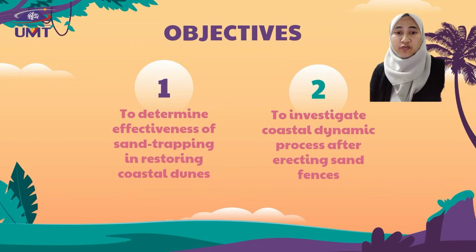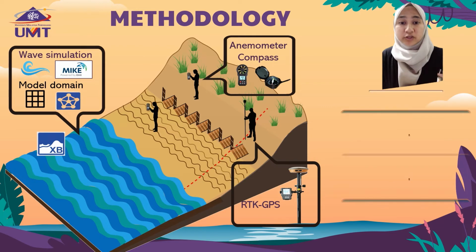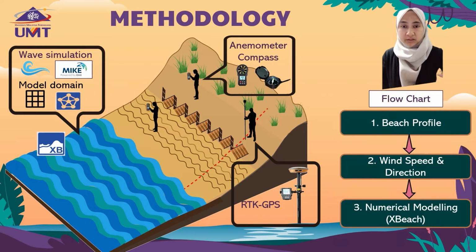Therefore, what kind of method do we use in order to achieve both objectives? This figure illustrates the method that we use. Firstly, we use RTK GPS in order to obtain the beach profile, from the vegetation to the low tide, in order to obtain beach elevation, beach slope, and also the beach volume. Second, we use an anemometer to obtain the wind speed before and after the E-fence. After that, we use a compass to obtain the direction of the wind. Lastly, we use numerical modeling, by using S-beach.